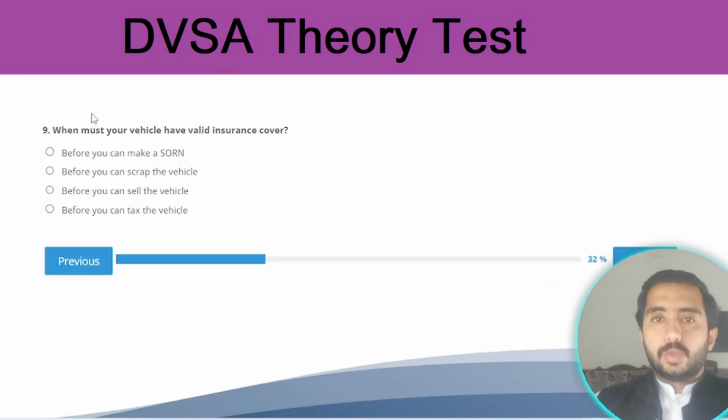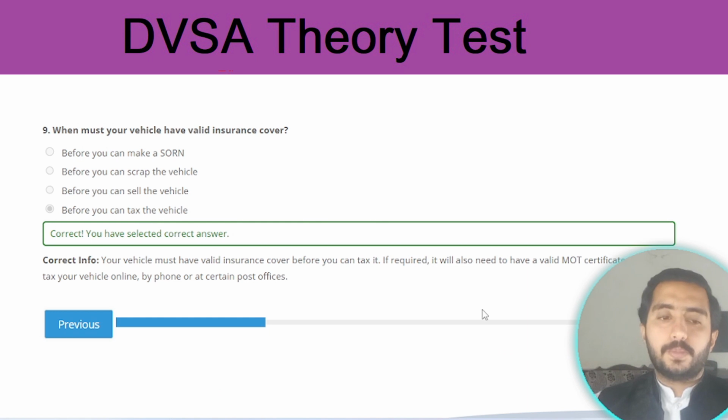Next question, question number 9 is, when must your vehicle have valid insurance cover? The correct option is before you can tax the vehicle. Option D is the correct one.